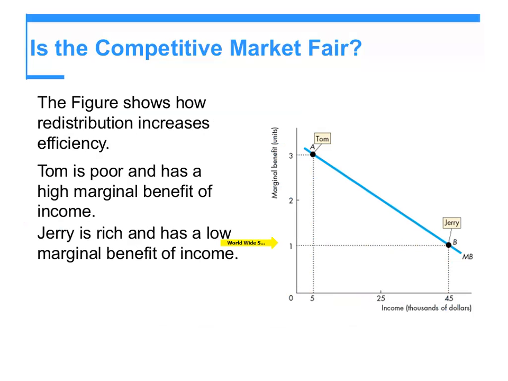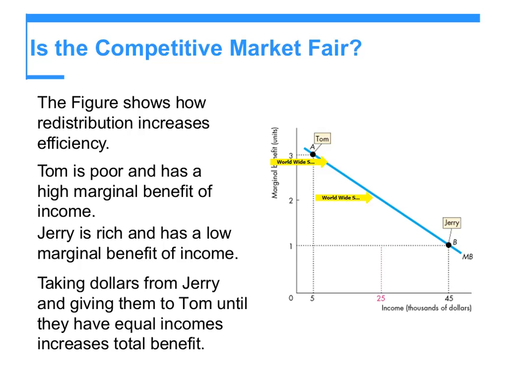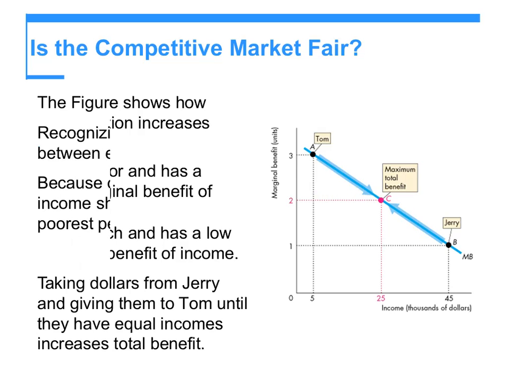It's better to take some money from Jerry and give it to Tom and reach somewhere here in the middle. That would be taking dollars from Jerry and giving it to Tom until they have equal income to increase the total benefit. Because you reach the point that Jerry gets the maximum marginal benefit, and Tom also gets the maximum. So the society gets maximum benefit. So that's what utilitarianism is all about.